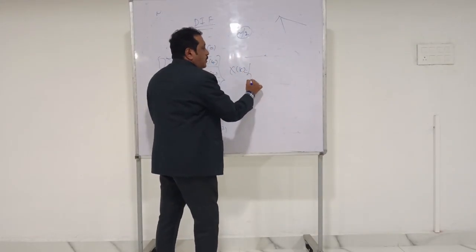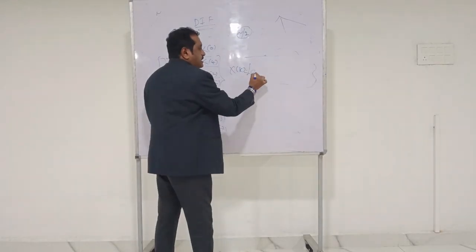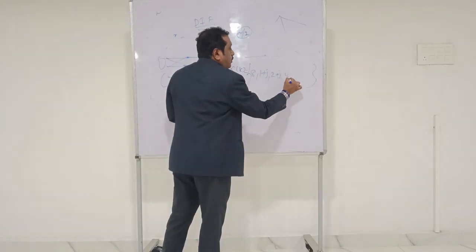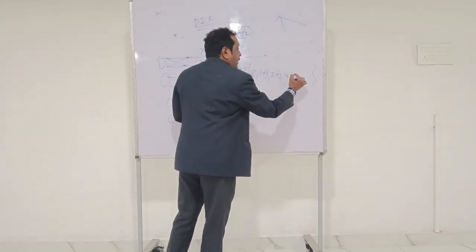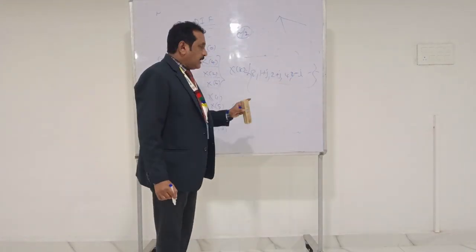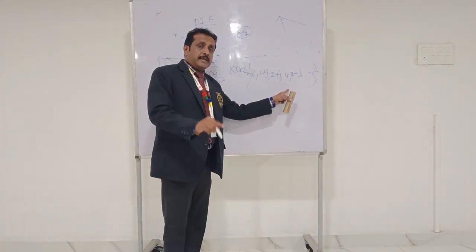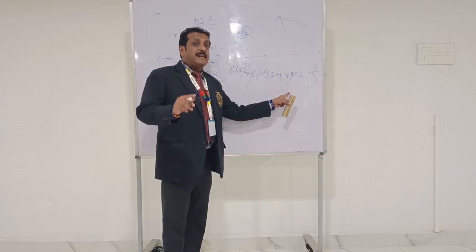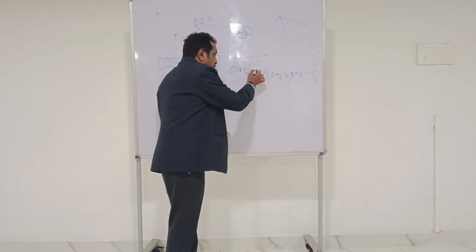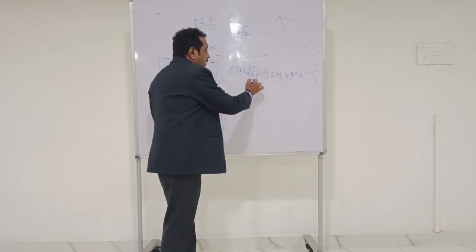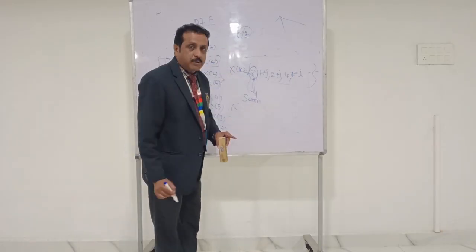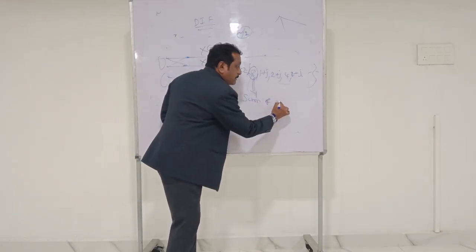X of k equal to, you will get 8 sequence values. For example, 1 plus j and 2 plus j, 4, whatever it is, 2 minus j, something you get. 8 values you will get. After doing it, we need to verify whether our answer is right or wrong. So in the final answer, your first sample, X of 0, will be equal to the sum of all the samples of your input sequence. Sum of all the samples.